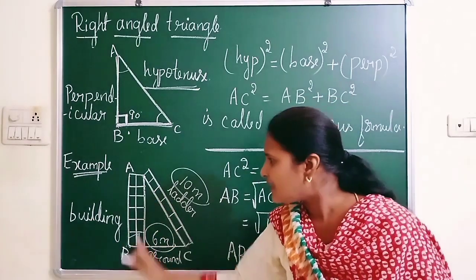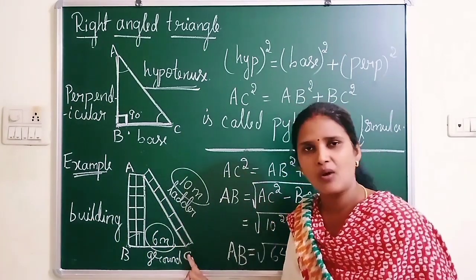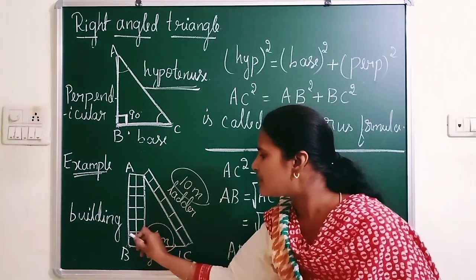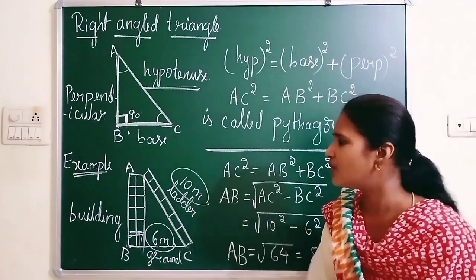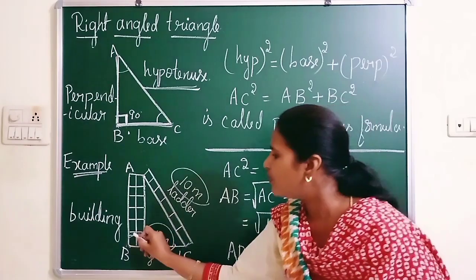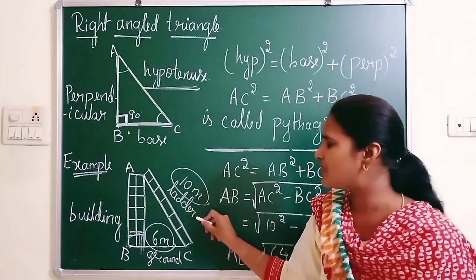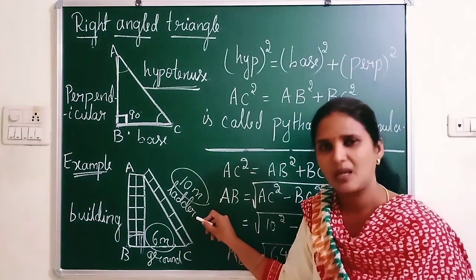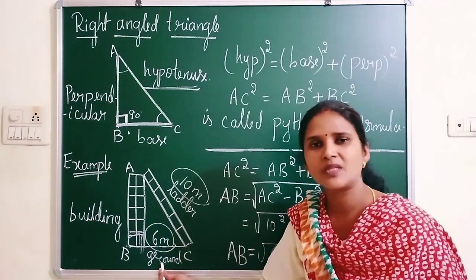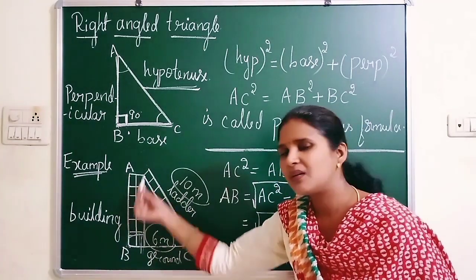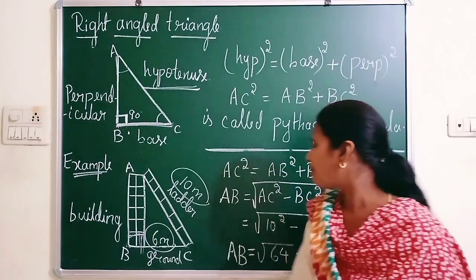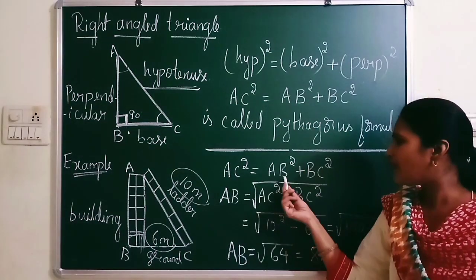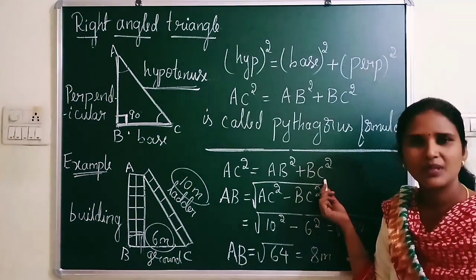So here the building is vertical to the ground. Exactly, you can see that it is 90 degrees formed here, so it is a right angled triangle. When angle B is 90 degrees, you can see the ladder becomes the hypotenuse, the ground becomes the base, and the building becomes the perpendicular. So apply Pythagoras: AC square equals AB square plus BC square.